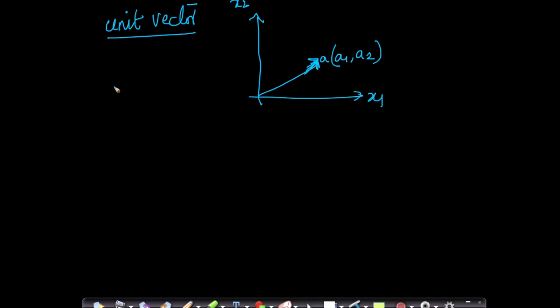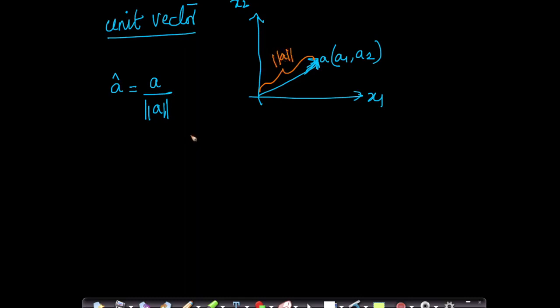So the unit vector is often represented with a cap on A. This is called a hat or a cap. It looks like a small hat that you can wear on top of it. Let me write the formula, then I'll explain what it is. It is A by length of A. Now we know that this is the length of A.